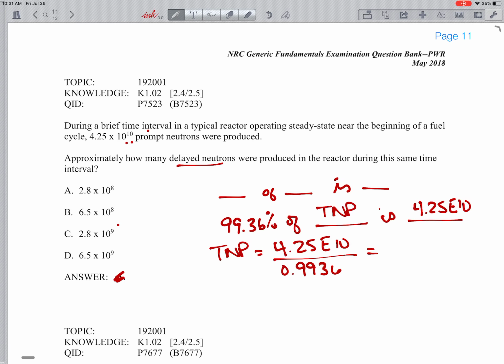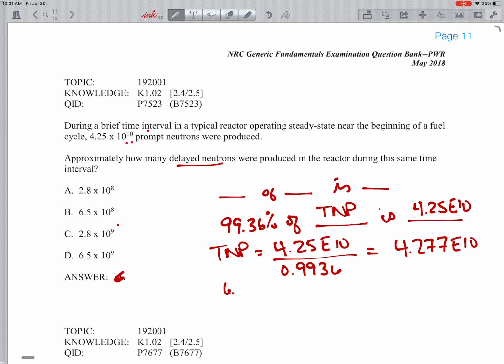4.25 times 10 to the 10th divided by 0.9936 is going to be 4.2227... 4.277 times 10 to the 10th. That makes sense. They're pretty close numbers since it's 99.36.